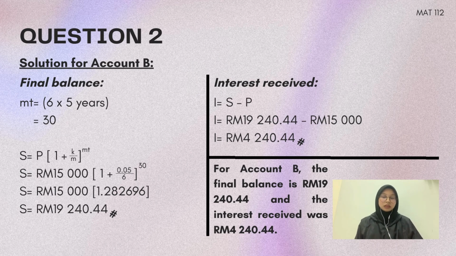Now we go to account B. We use the same formula as account A. To find the final balance, we have to find the MT and the K first. For the MT, the M is 6 because account B is compounded every 2 months, which is 6 times in 1 year.